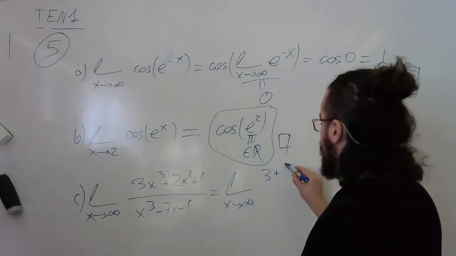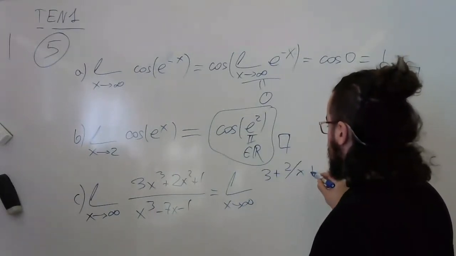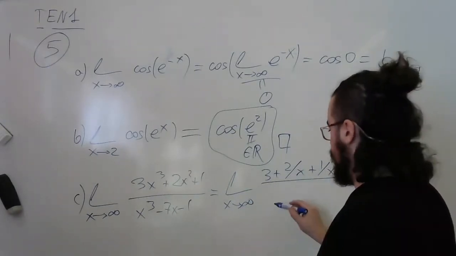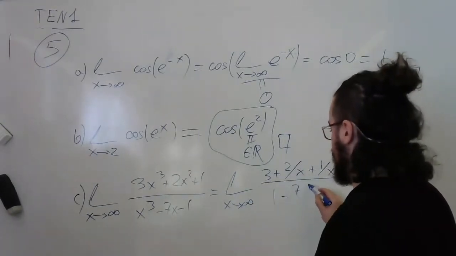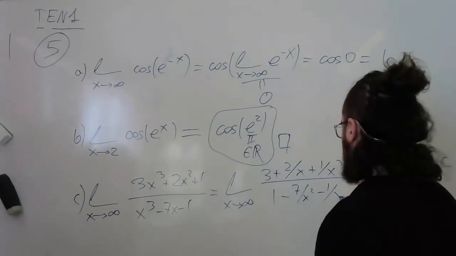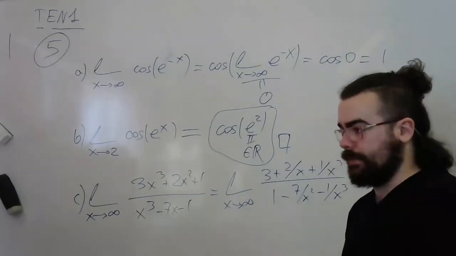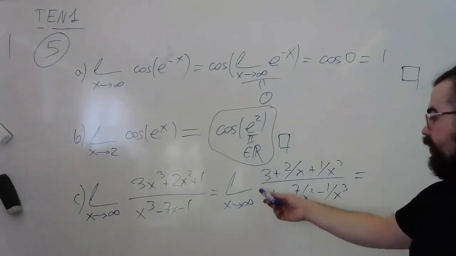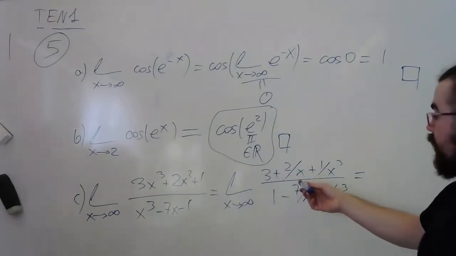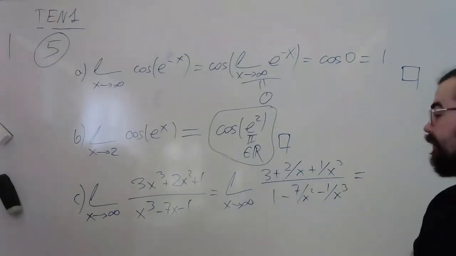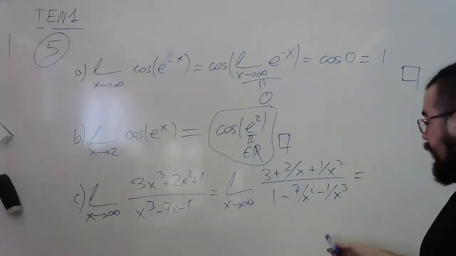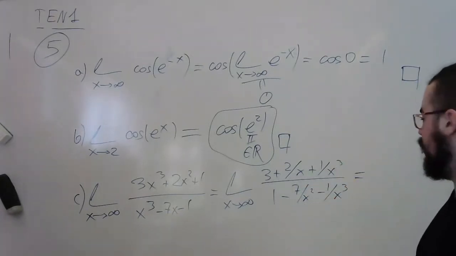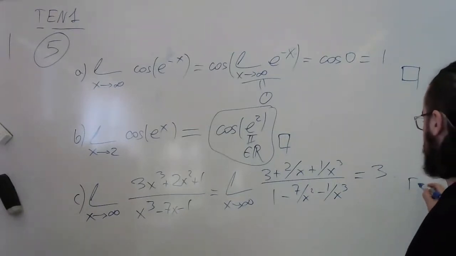And you have 3 plus 2 over x plus 1 over x cubed, over 1 minus 7 over x squared minus 1 over x cubed. And so what we have here is the quotient of 3 plus 0 divided by 1 minus 0 and minus 0, because all these terms are divided by infinity, so they become 0. So this limit is 3.